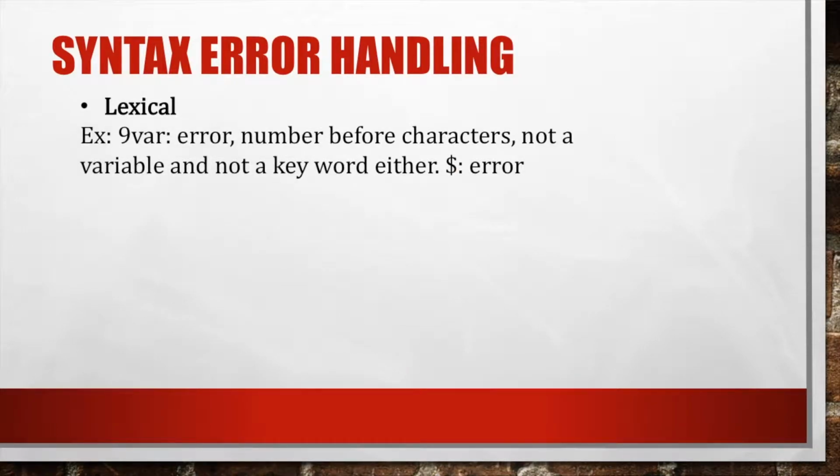Programmers frequently write incorrect programs, and a good compiler should assist the programmer in identifying and locating errors. Few languages have been designed with error handling in mind. We know that programs contain errors at many different levels. For example, first, the lexical error, such as misspelling an identifier, keyword, or an operator. An example is a number before the characters, which is not a variable and not a keyword either.